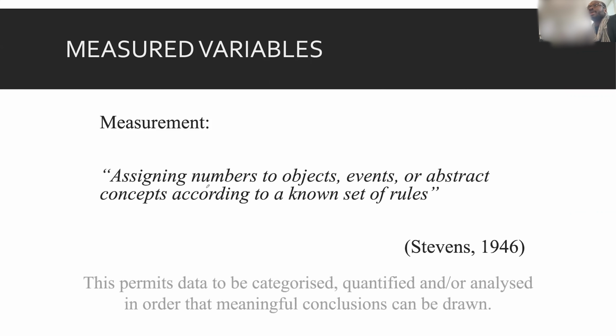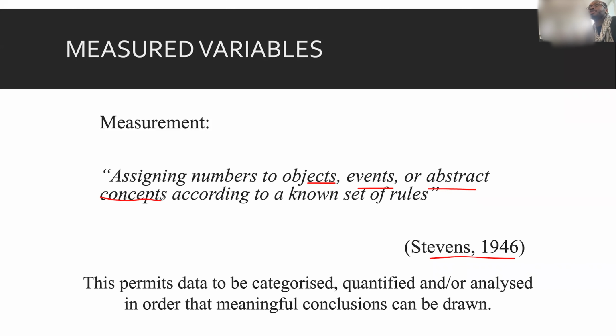So basically, a very old definition, but it still works: measurement is assigning numbers to objects, events, or abstract concepts. I will stick with abstract concepts because it absorbs the previous ones, according to a known set of rules, a known agreement. Because if you think about it, what you're actually doing is coding.